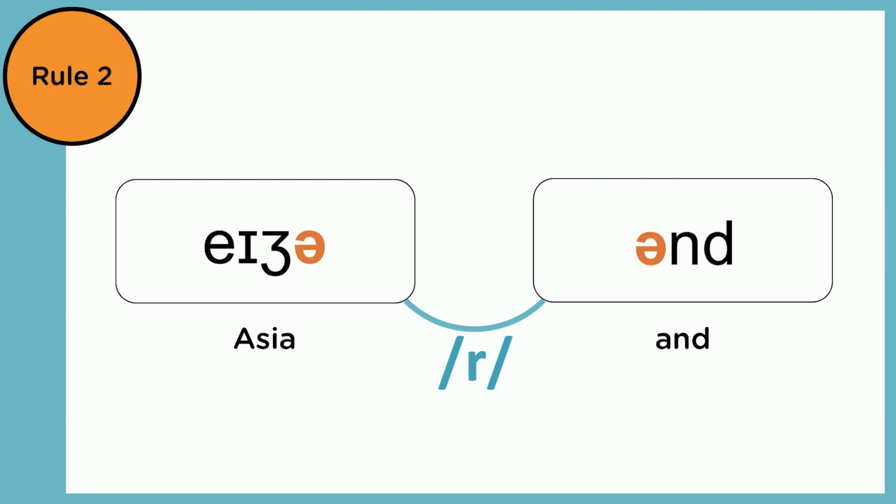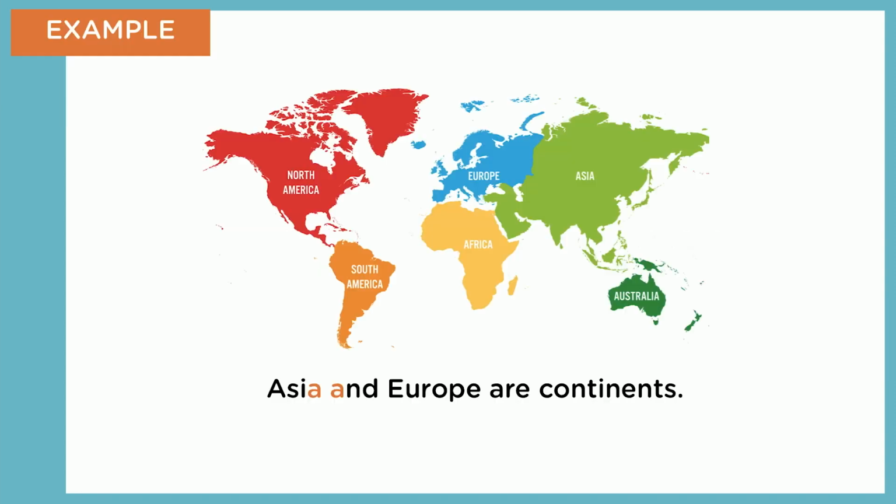So let's look at this example. We have the consonant Asia, ends in the schwa, Asia. And the next word could be and. When we put them together in a sentence, we say Asia and Europe are continents. Asia and. Not Asia and Europe. Right. Asia and Europe. There you go. Asia Rand. That's it.